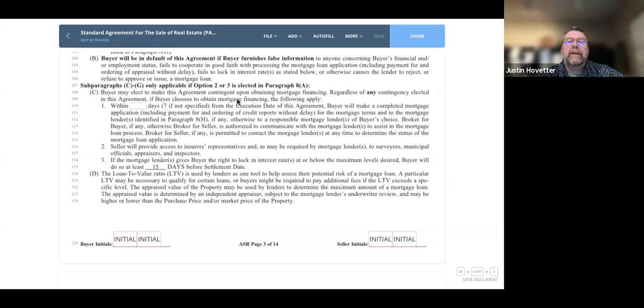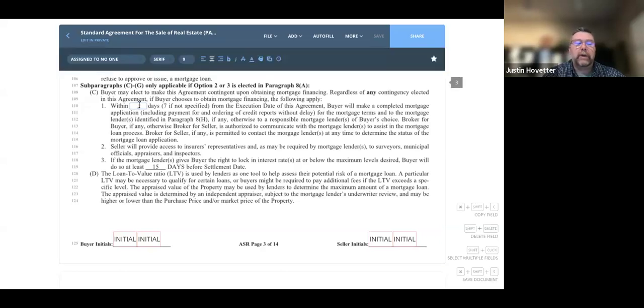Buyer may elect to make this agreement contingent upon obtaining mortgage financing, regardless of any contingency elected in this agreement. If buyer chooses to obtain mortgage financing, the following apply. Within 7 days from the execution date of this agreement, the buyer will make a completed mortgage application, including payment for and ordering of credit reports without delay, for the mortgage terms. You can't order the appraisal until you make the mortgage application. So without delay means whenever you make this mortgage application, that's when you're ordering the appraisal. All right. So if you want to push that out, here's the time frame that you're toying with right here.